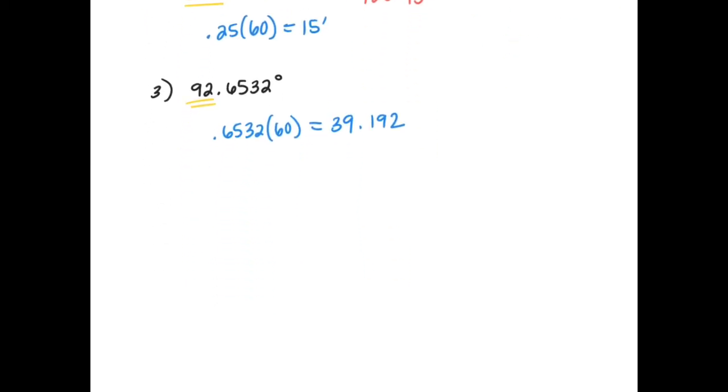39.192. Now this time I'm going to leave the 39. The 39 is my measure of minute. But now, since I have a decimal, I need to figure out a measure of second. So I'm going to take the 0.92 and multiply that one by 60 as well. So when I take the 0.92 and multiply it by 60, I'm going to get 11.52.